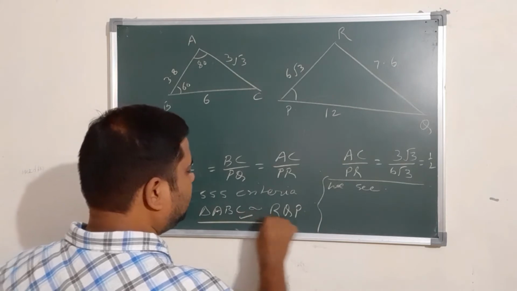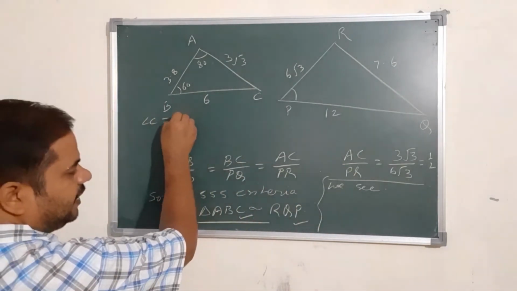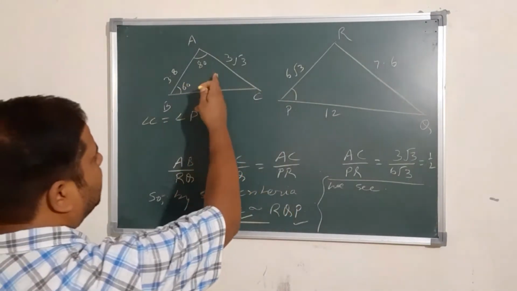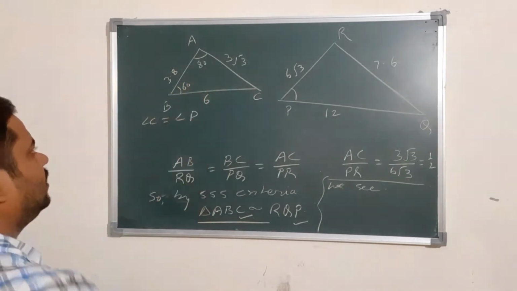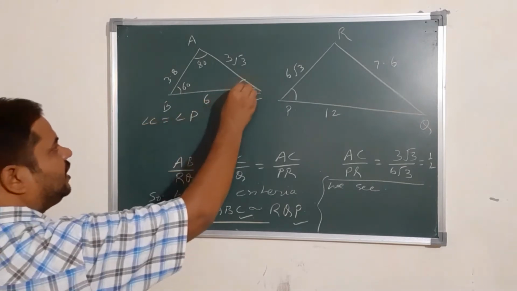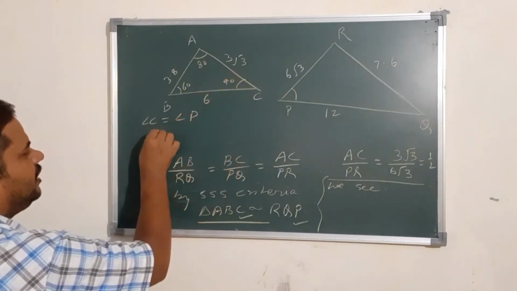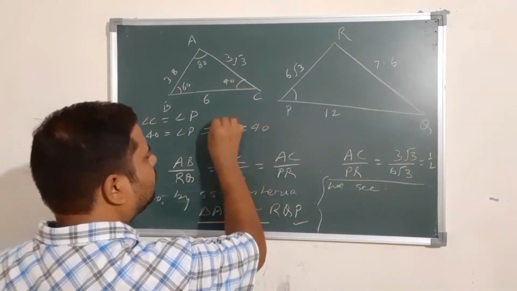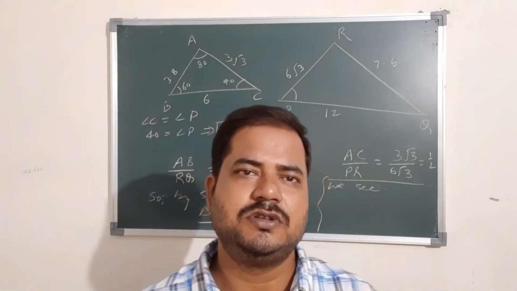Hence, angle C must be equal to angle P. So this is 180 minus 40. Angle C is nothing but 180 minus 40, which is 140. So angle C is nothing but 40 degrees. Why? We got 60, 80, and this is 40. So 40 is equal to angle P. So angle P must be equal to 40 degrees. So this is the solution of this particular question.